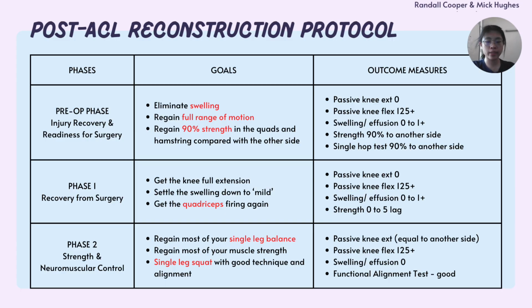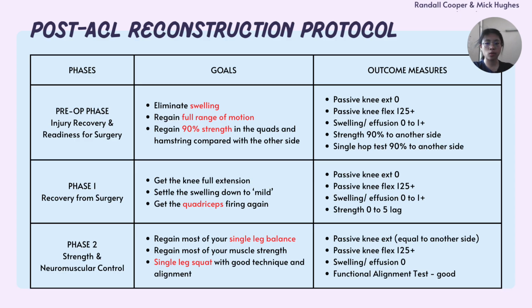Now I'm going to briefly explain the Melbourne protocol of post-ACL reconstruction in physiotherapy. We start with the pre-op phase, the injury recovery phase. The goal here is to eliminate swelling and regain 90% of strength in quads and hamstrings before surgery even begins. Once the reconstruction is done, we enter phase 1, recovery from surgery. Our main objective here is getting the knee into full extension and getting the quadriceps firing again. We measure success by ensuring a passive knee extension of 0 degrees and at least 125 degrees of flexion.